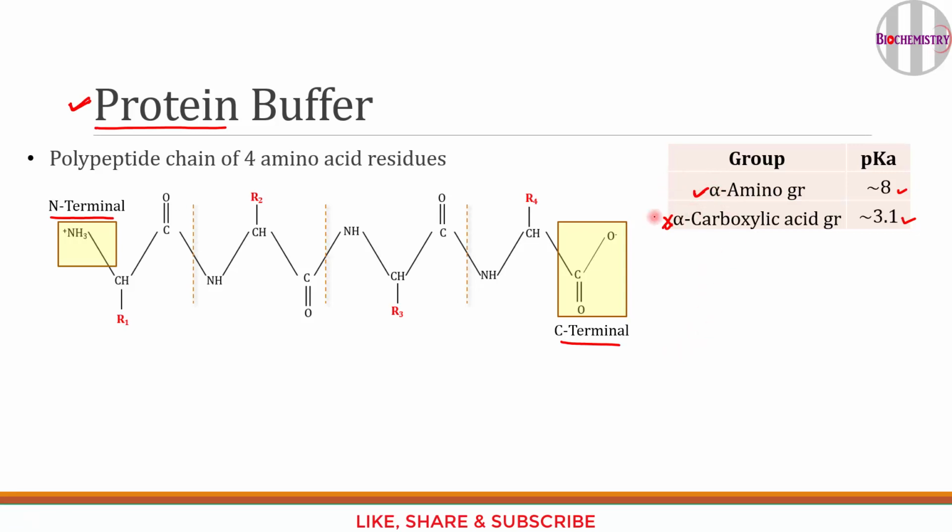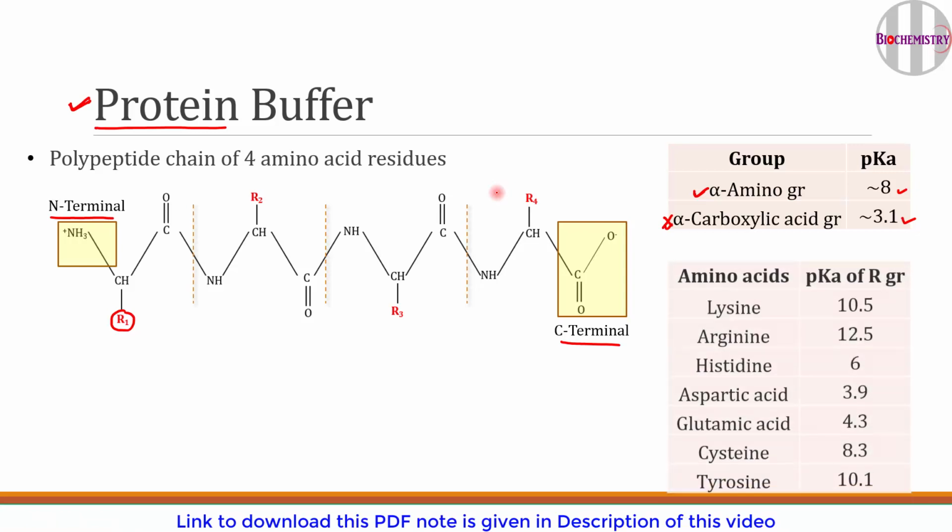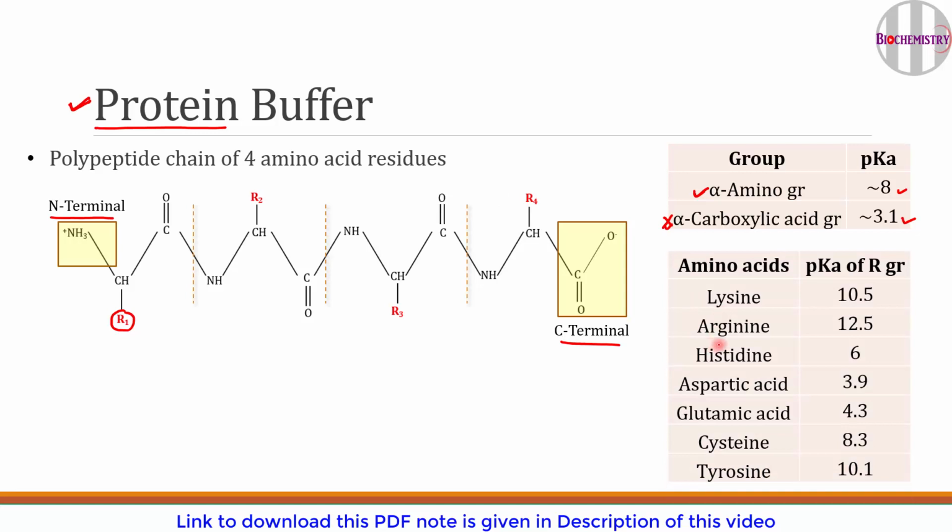Now apart from these 2 ionizable groups, some amino acids have an ionizable side chain, which is shown in this diagram by R1, R2, R3 and R4. So we have a total of 20 amino acids, and out of these 20, only 7 amino acids are such that their side chain is ionizable. What are these amino acids? These amino acids are lysine, arginine, histidine, aspartic acid, glutamic acid, cysteine and tyrosine.